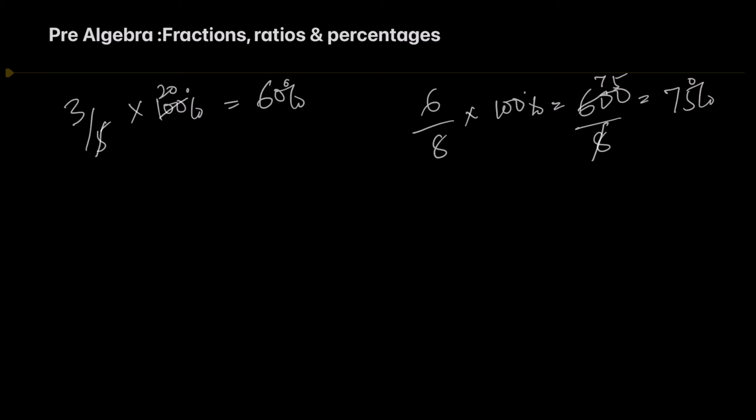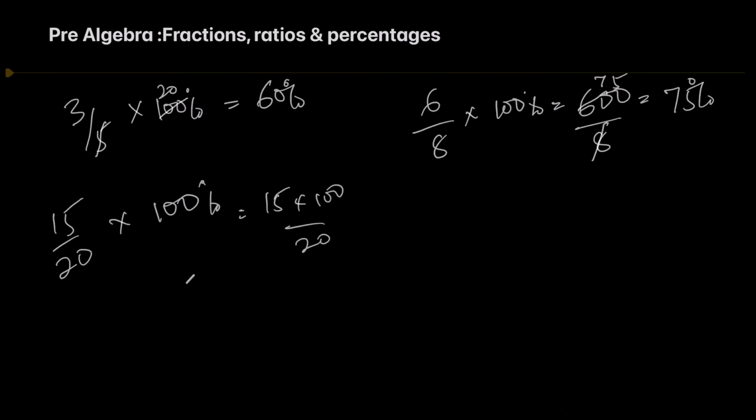In another example, we could say 15 over 20, right? So here, 15 times 100 divided by 20, and this gives you 75%.